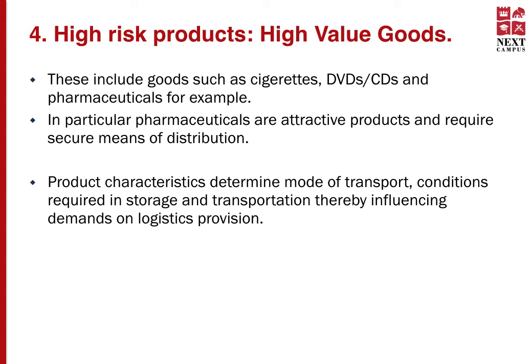High value goods. These include goods such as cigarettes, DVDs, CDs and pharmaceuticals, for example. In particular, pharmaceuticals are attractive products and require secure means of distribution. Product characteristics determine mode of transport and conditions required in storage and transportation, thereby influencing demands on logistics provision.